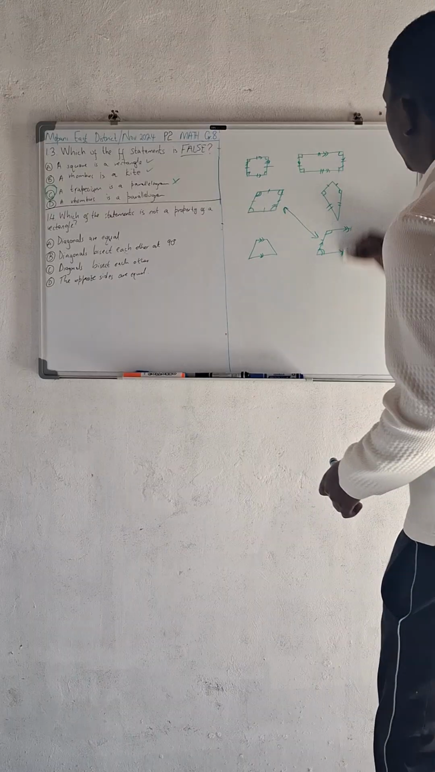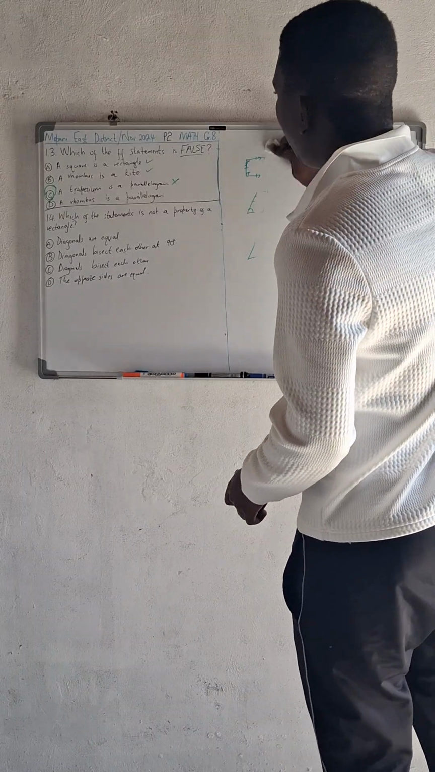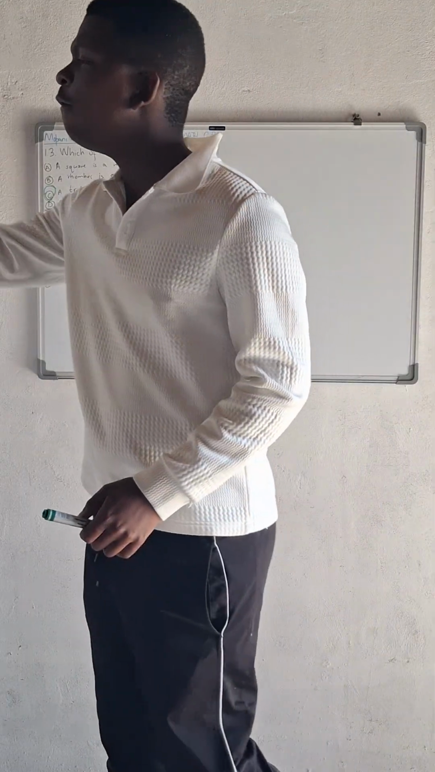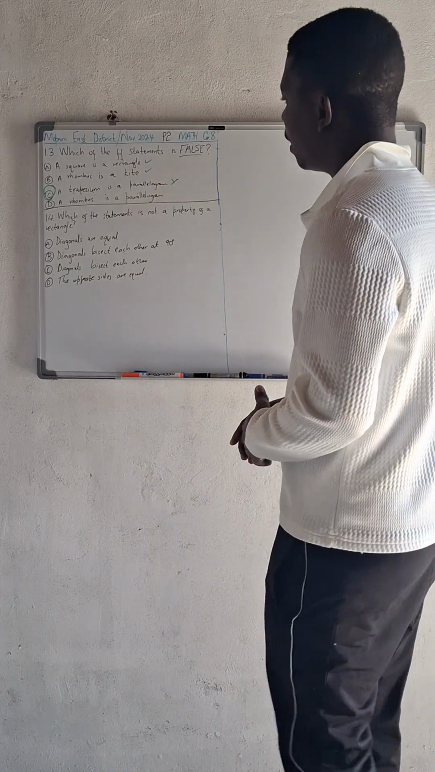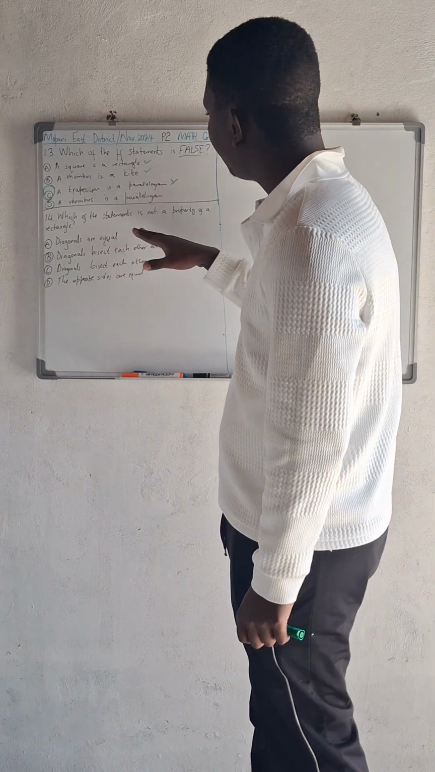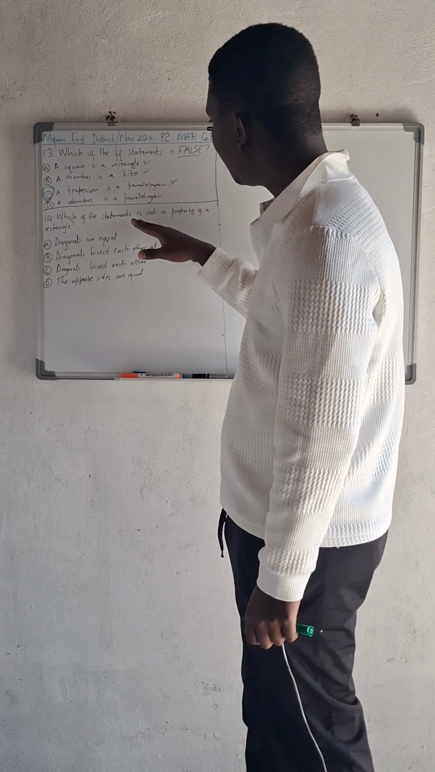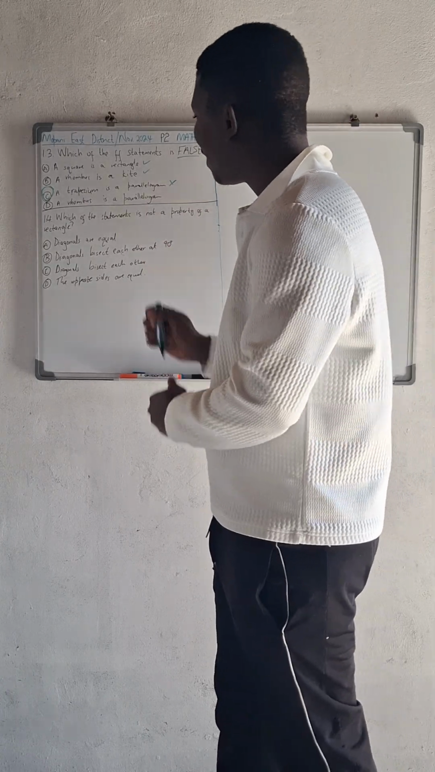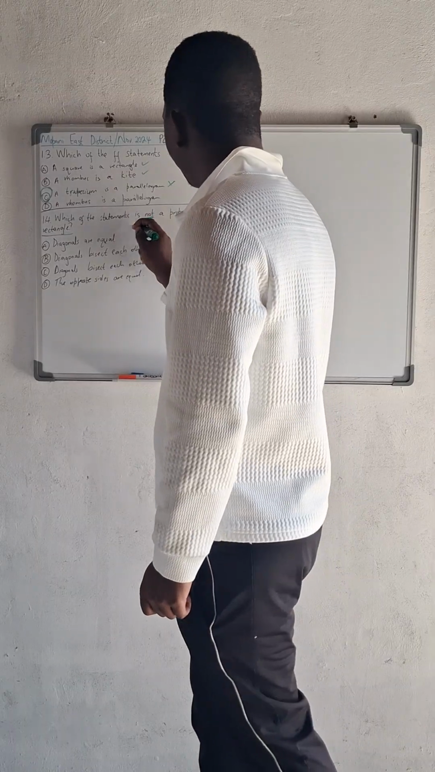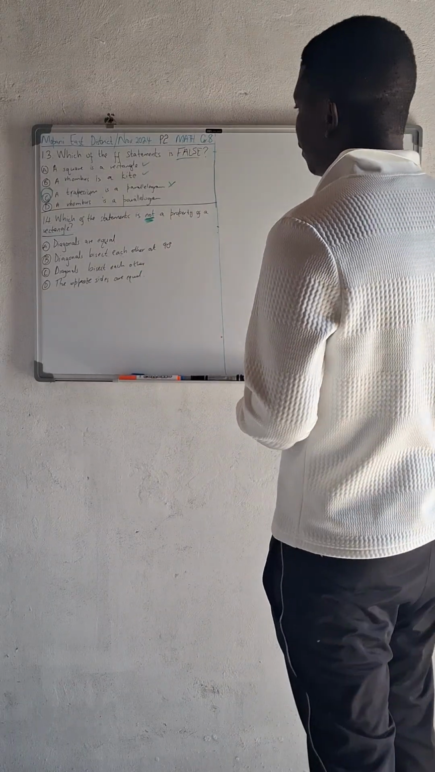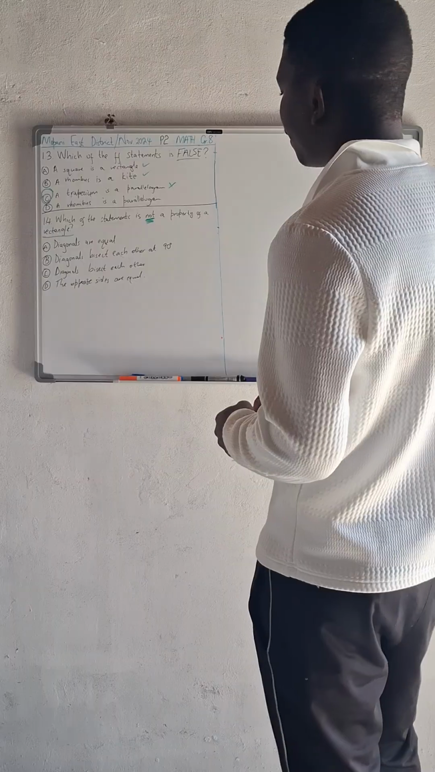Right, let us go to 1.4. So what are they talking about? Which of the statements is not a property of a rectangle? Now, these two things are very important: not. Which property is not?